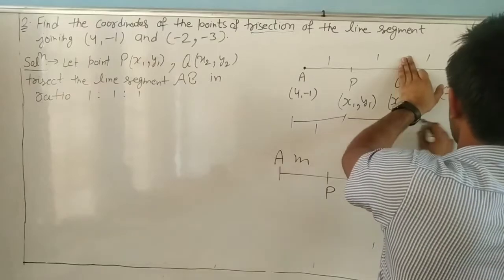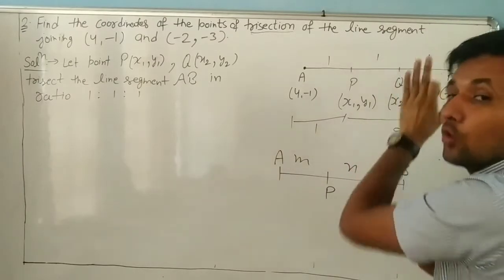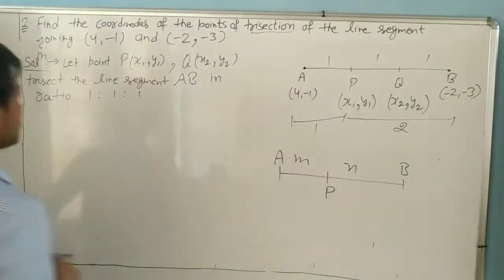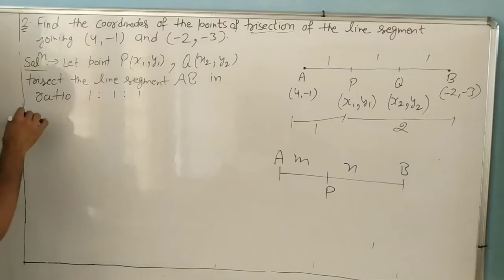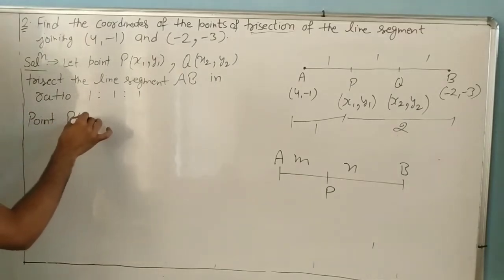From here to here, how much? 1 plus 1, 2, or not? Understand or not? So you will write the same as it is. First we will write point P (x1, y1).